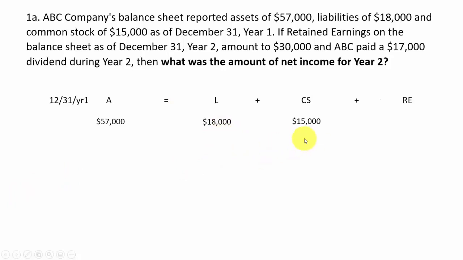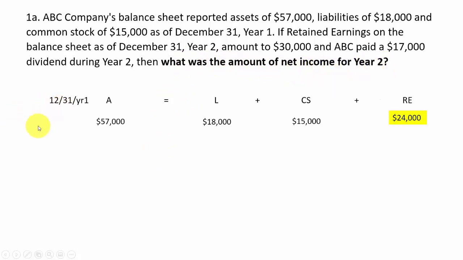We know that common stock is $15,000, and we can find retained earnings by adding these two together, $18,000 and $15,000, subtracting them from $57,000, and we'll get $24,000. The left side of this equation, which is $57,000, the asset side, has to always equal the liability and equity side, which in this case, all three of these pieces add up to $57,000. Now, what they want to know is, what was the amount of net income for year 2?